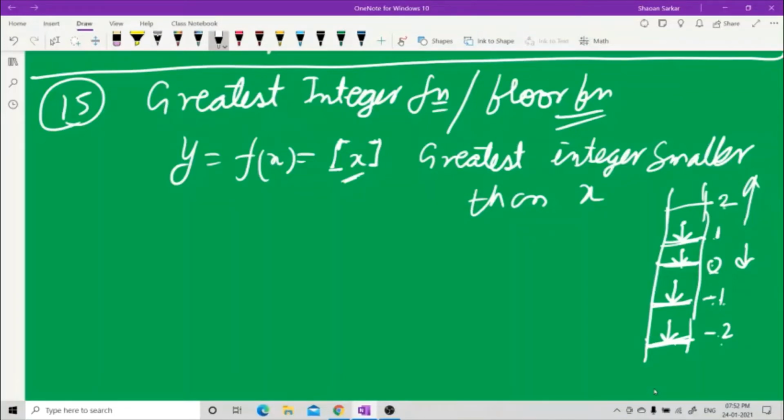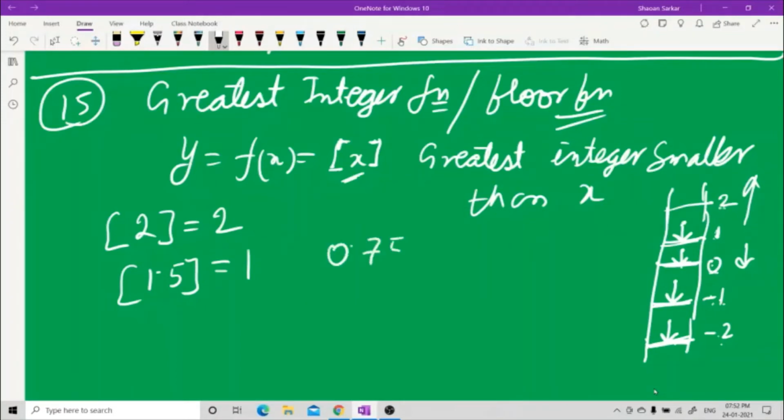अब एग्जांपल देखो, समझ में बहुत जल्दी आएगा. मैं 2 लेता हूं तो 2 ही मिलेगा. For 2 I'll get 2. Let me take 1.5. It is greater than 1, but between 1 and 2, so सीधा 1 देगा ये आंसर. सीधा 1. अब लो 0.75.